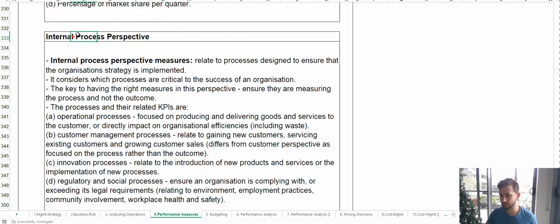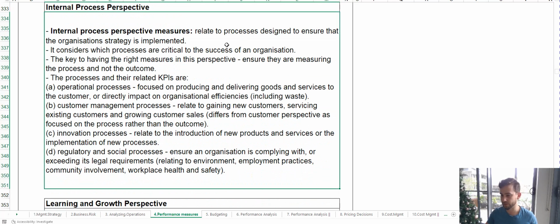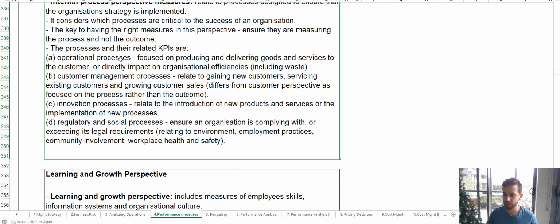Okay, the third bucket is internal process perspective. This relates to the process design to ensure that the organization's strategy is implemented. It considers which processes are critical to the success of an organization. The key to having the right measures in this perspective is ensuring that they are measuring the process and not the outcome. The processes and their related KPIs are: A, operational processes, e.g. the producing and delivery of goods and services to the customer, or those that directly impact organizational efficiencies, including waste. B, customer management processes relate to gaining new customers, servicing existing customers, and growing customer sales, which differs from the customer perspective as the focus is on the process rather than the outcome.